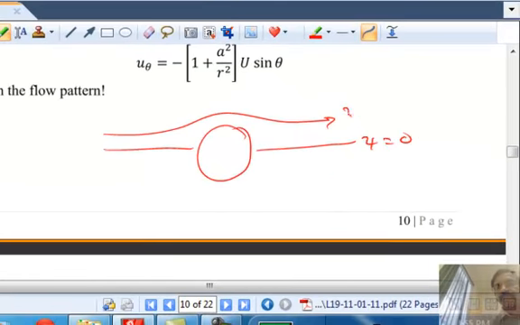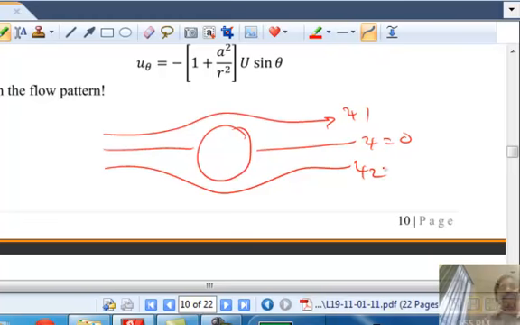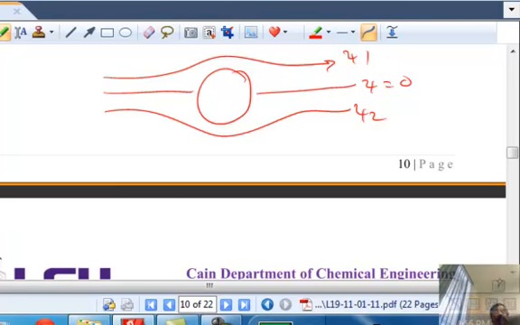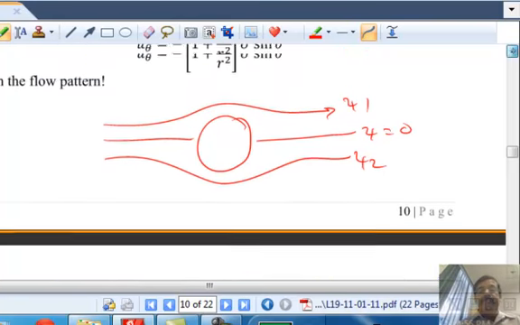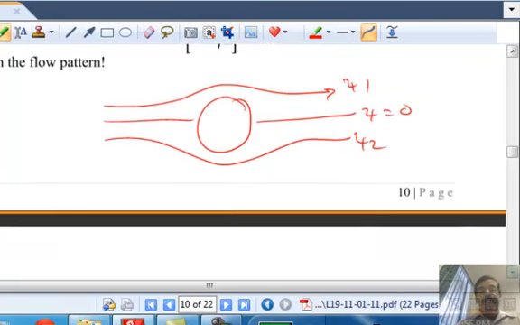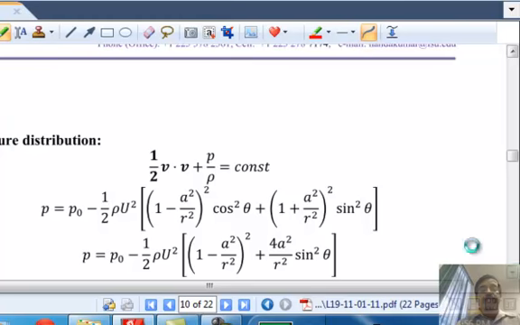Psi equal to 0, this is psi 1, psi 2, etc. Okay. Once we have this velocity field, the stream function field, etc. So here are the velocities. You can take that and put it into the Bernoulli equation and get the pressure field.